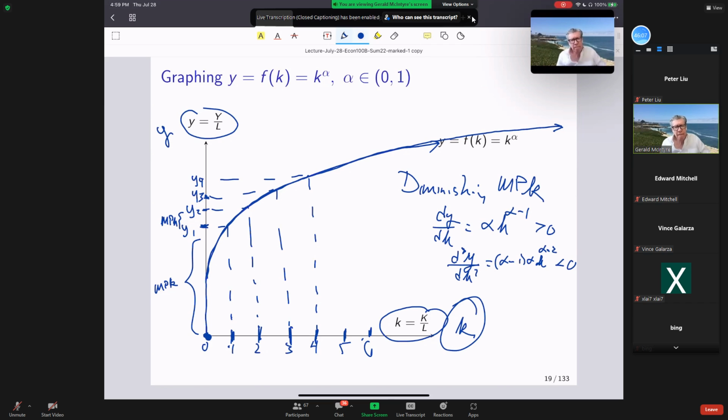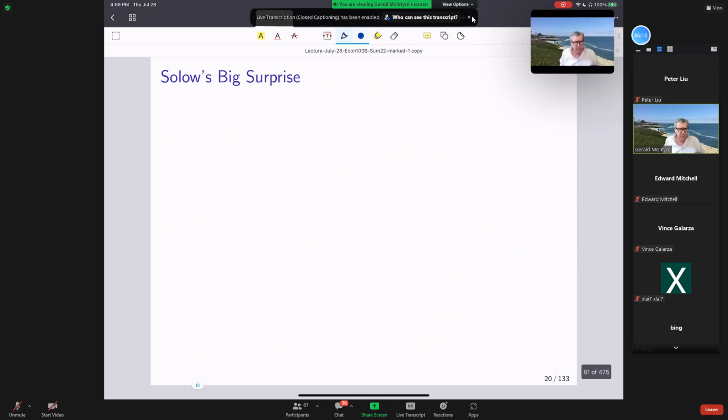And that leads to a whole variety of consequences. Let's take a look at them. Now, some people have called this Solow's big surprise. I'm one of those people who've called it that. Here's why. Looking at this function, it has two implications: one implication for rich countries, and one implication for poor countries. And it comes out of just the shape of the function.